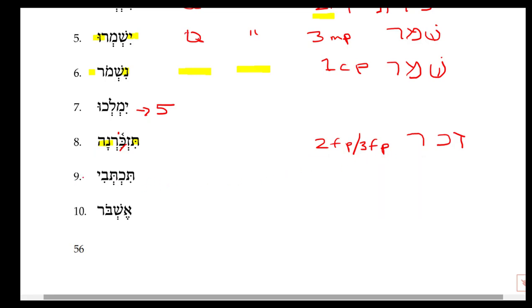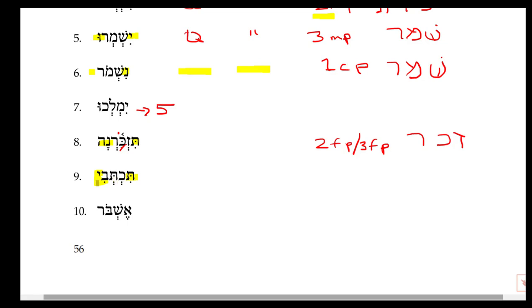Okay, let's look at number 9. Here's one we have not seen yet. We've got tikhtevi, tikhtevi. So we can see our prefix is tav, and our suffix is this hireq yod. And our root is katav, to write.